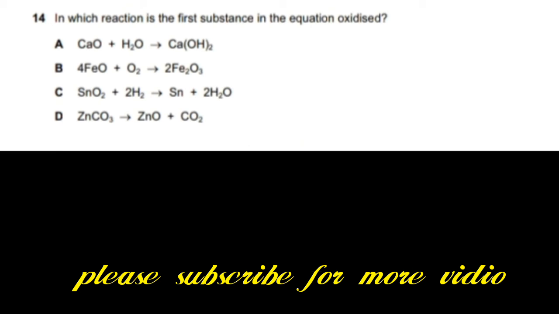So in each case you have to find the oxidation state. Find the oxidation state of calcium in the first equation, and of Fe, Sn, Zn on the right-hand side and left-hand side. First equation, calcium plus 2, also right side plus 2. Second one, Fe plus 2 on the left-hand side, plus 3 on the right-hand side. So plus 2 changes to plus 3, it is oxidation.